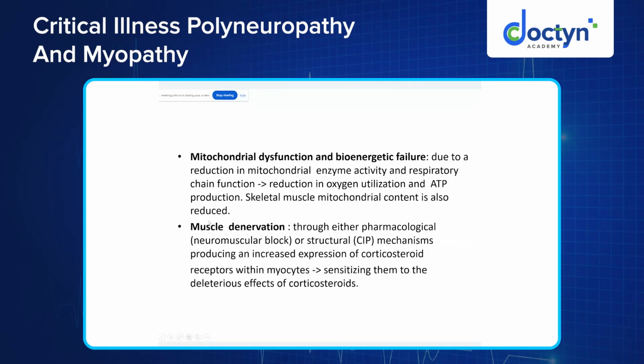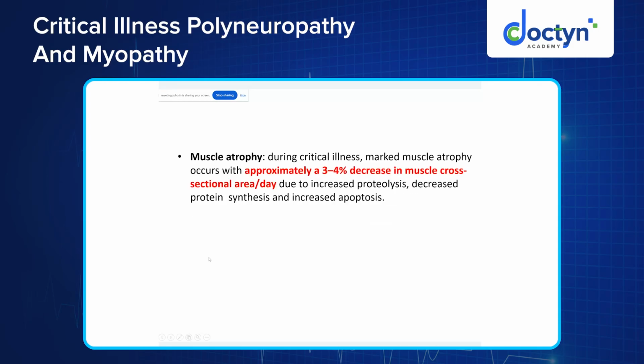Mitochondrial dysfunction and bioenergetic failure, which we talked about, with reduction in the mitochondrial enzyme activity and respiratory chain function, and muscle denervation either through the neuromuscular block or increased intake of corticosteroids. So this sensitizes them to the deleterious effects of the corticosteroids, specifically the receptors within the myocytes, due to increased expression. With more intake of corticosteroids, these receptors become sensitized, and because of that there is a deleterious effect that leads to muscle denervation, which further triggers the CIP and further triggers the CIM.